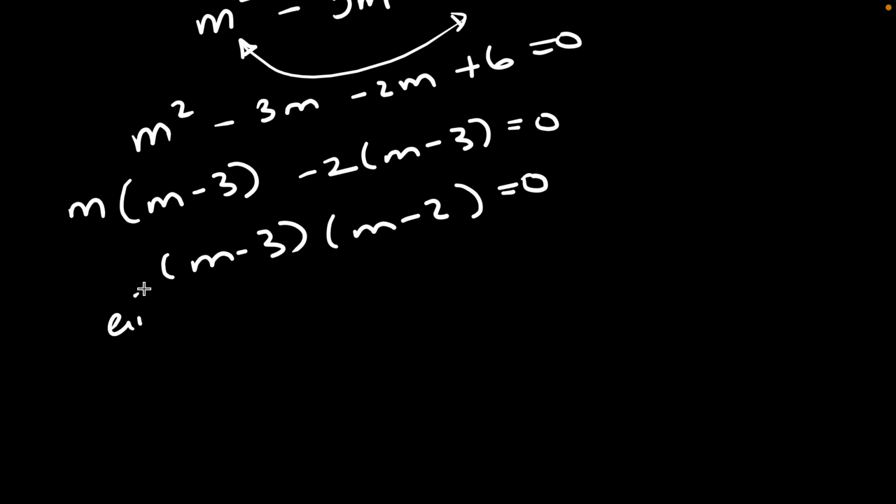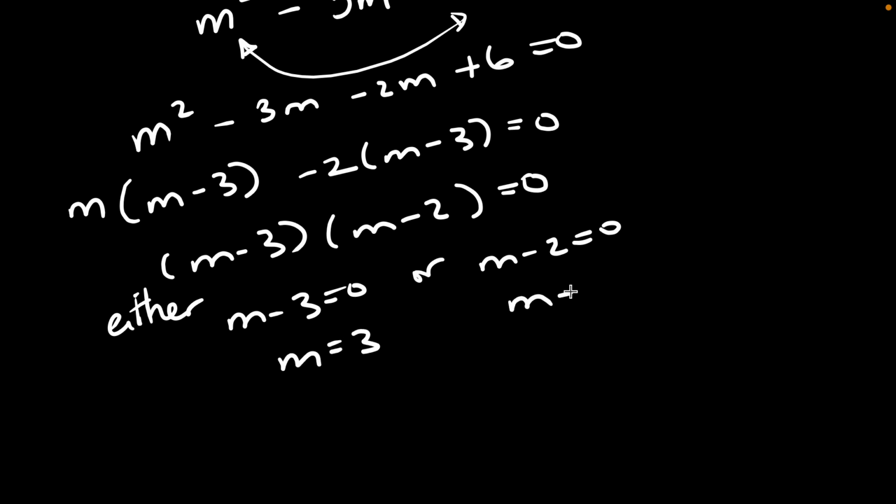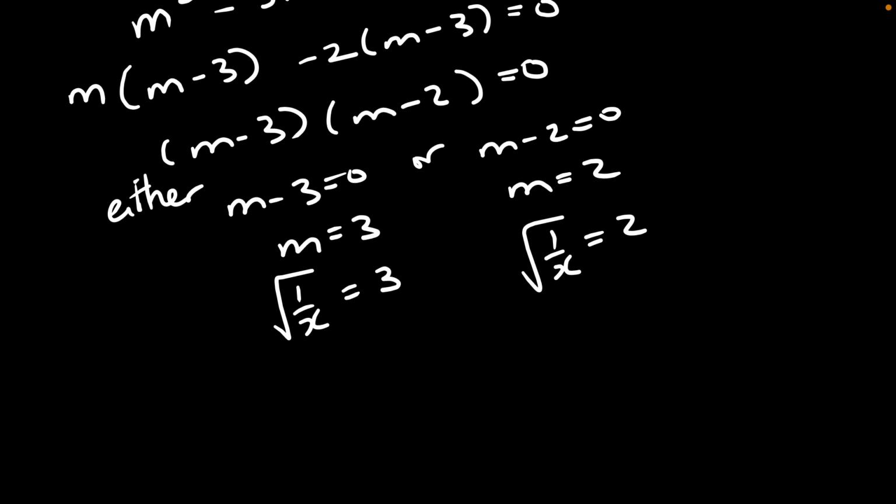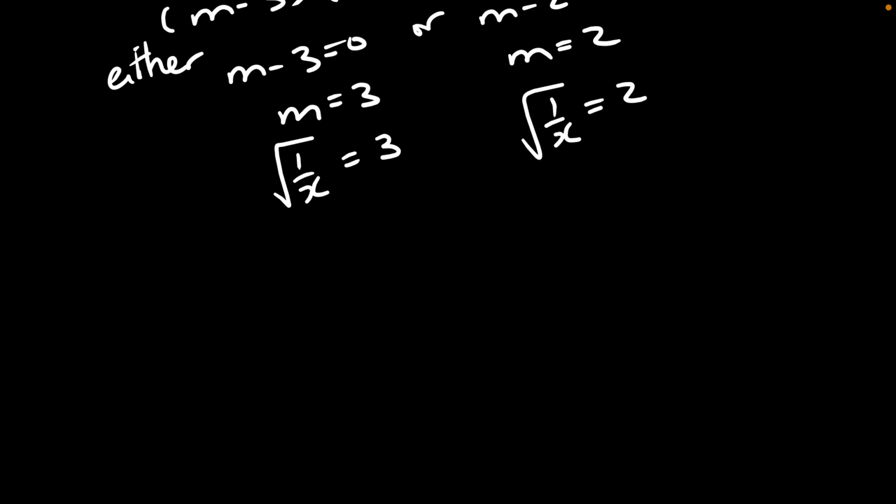So either m minus 3 is 0, or m minus 2 is 0, which means that m is equal to 3 or m is equal to 2. Now, do I remember what m is? Watch this, people. m is the root of 1 over x. I want to tell you I remember that, but I have it on a piece of paper. I don't want to lie to you. I'll try not to lie to you today.